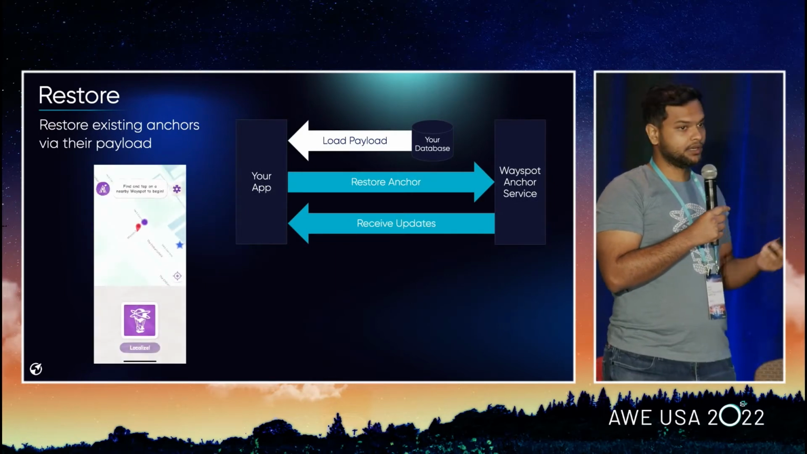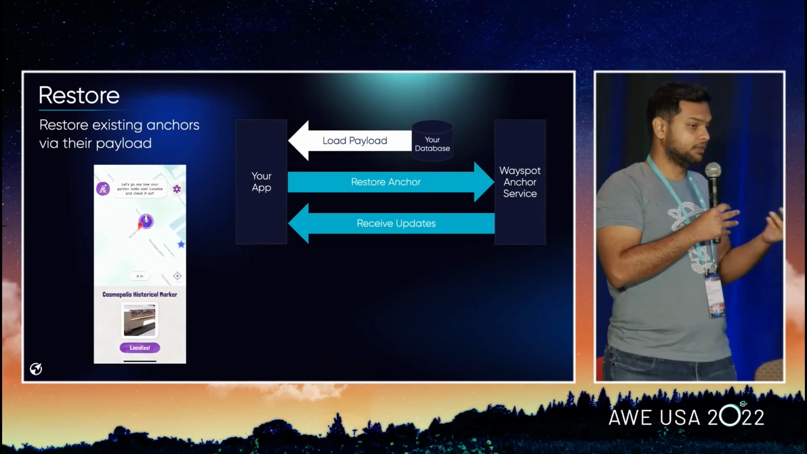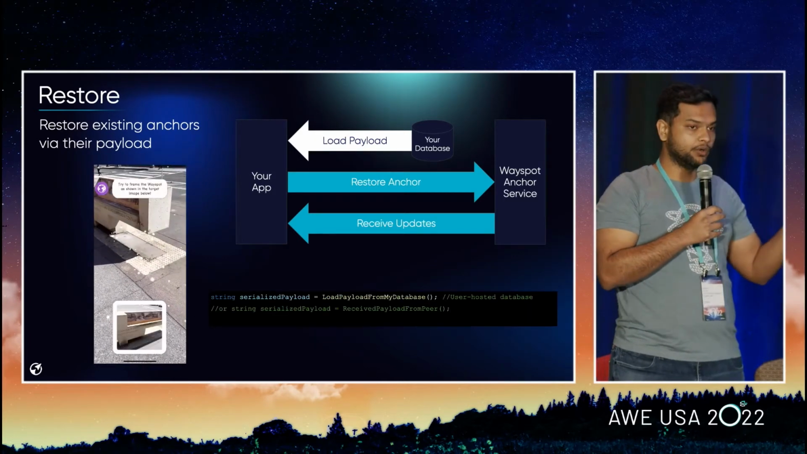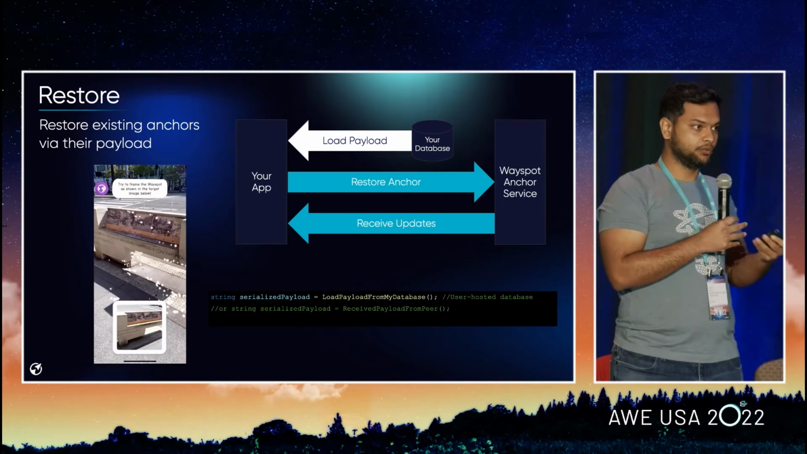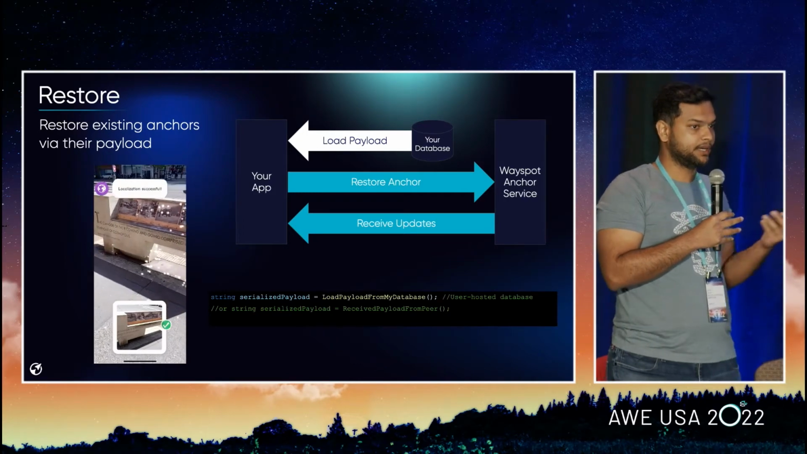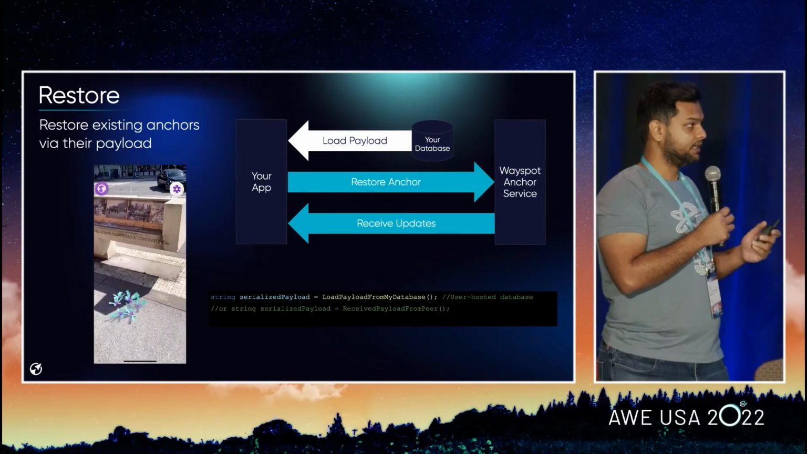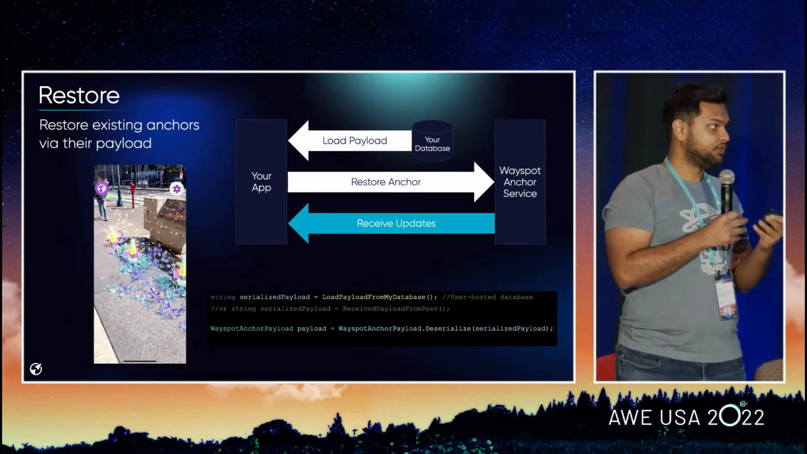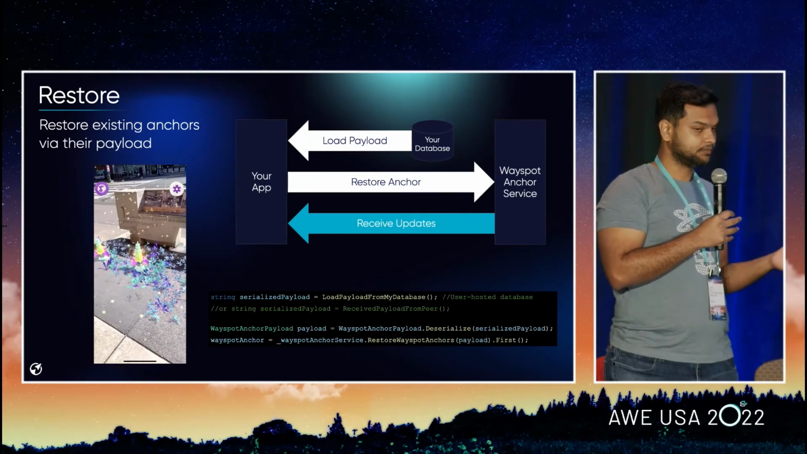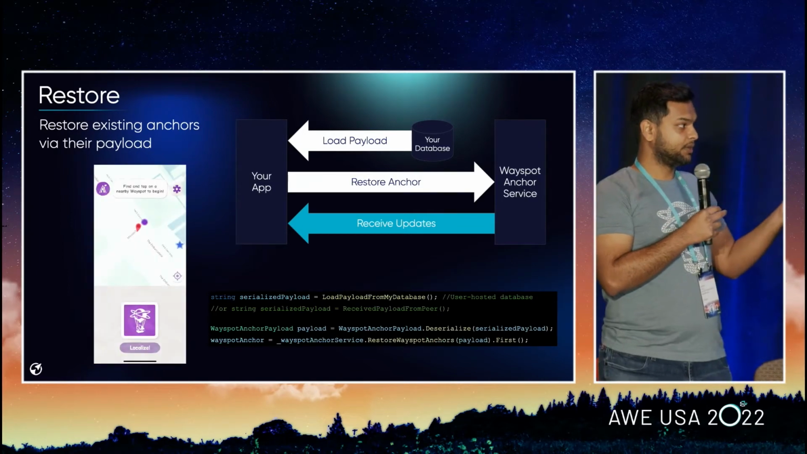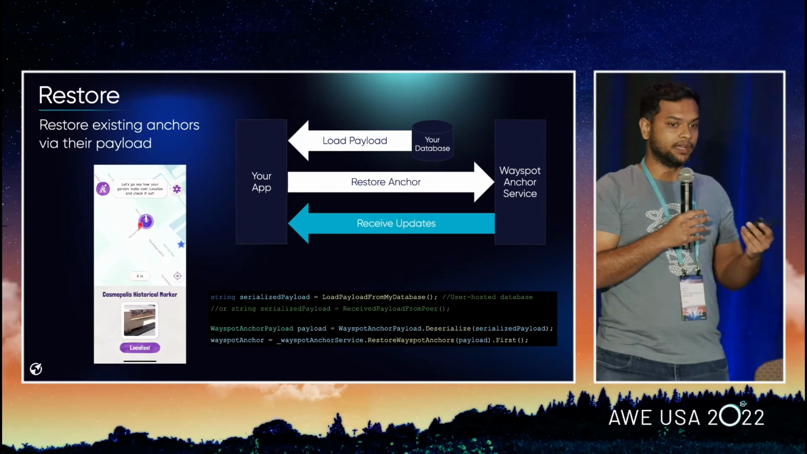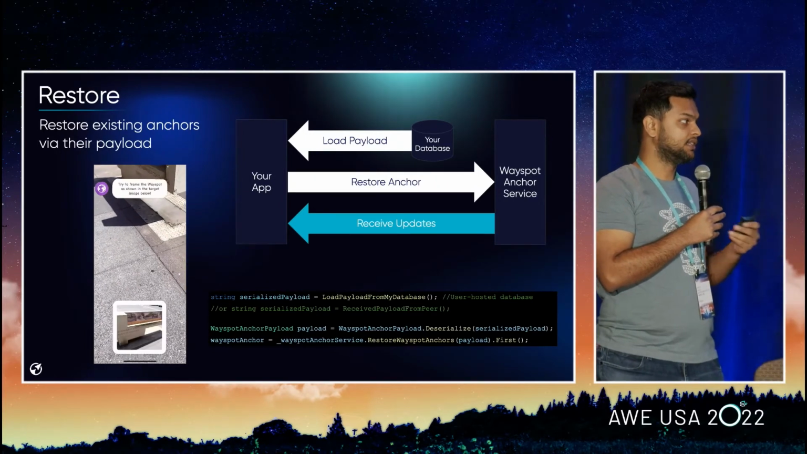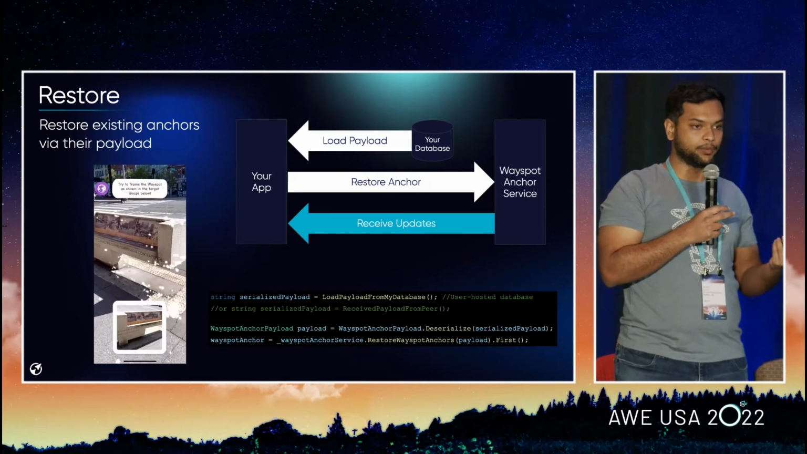The first step here is to load the payload that you saved previously and deserialize it. Again, the loading needs to be handled by the developer. So you load it back maybe from player preferences in Unity or from a database. Then you call the deserialize call, which gives you back a Wayspot anchor payload. You take this payload and you register it again with the Wayspot anchor service. When you call restore Wayspot anchors, you're given back a Wayspot anchor.